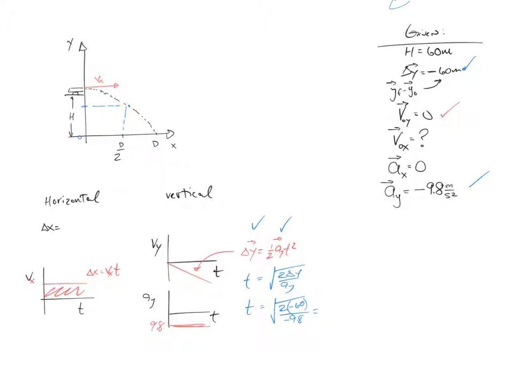I'll pause it. We multiply this out. 2 times 60. I'm just going to ignore the negative because there's 2 of them, right? So you cancel that. So 2 times 60, over 9.8. Okay, so 120 divided by 9.8. That's 12.2. Take the square root of 12.2.